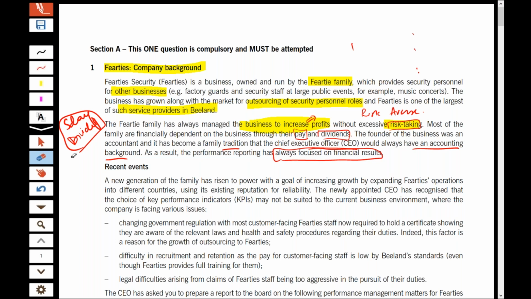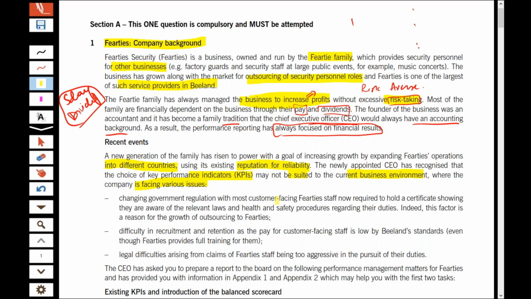And what is actually happening is, it says that with the goal of increasing growth by expanding Fairtees' operations into different countries, they're going into different countries using its existing reputation for reliability. The newly appointed chief executive has recognized that the choice of KPIs may not be suited to the current business environment where the company is facing various issues. Changing government regulation, with most customer facing Fairtees staff now required to hold a certificate showing they are aware of the relevant laws and health and safety procedures regarding their duties.